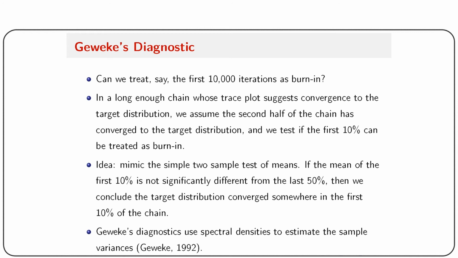In a long enough chain whose trace plot suggests convergence to the target distribution, we assume that the second half of the chain has converged to the target distribution, and we test if the first 10% can be treated as burn-in. The idea is to mimic a simple two-sample test of means. If the mean of the first 10% is not significantly different from the last 50%, then we conclude the target distribution converges somewhere in the first 10% of the chain. Then Geweke diagnostics use a spectral density to estimate the sample variance.